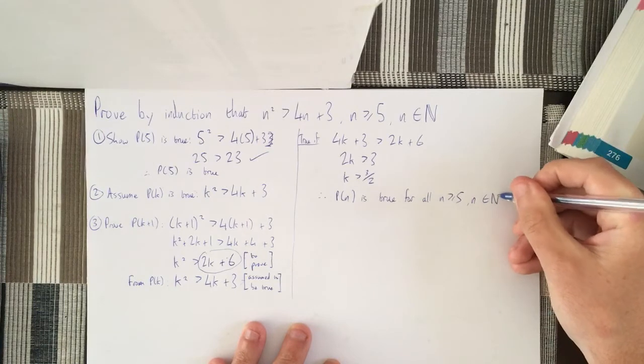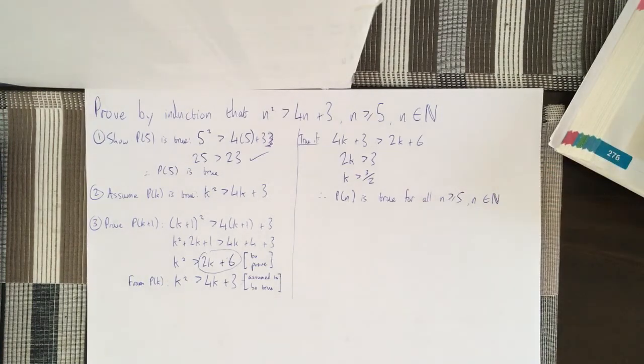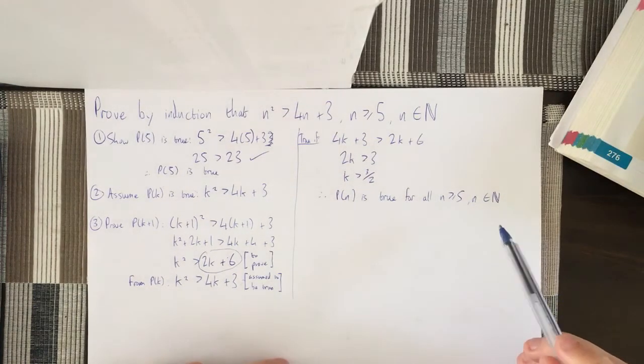N is a natural number. Okay, that's it. Solution done. Just to kind of talk through it maybe a little bit.